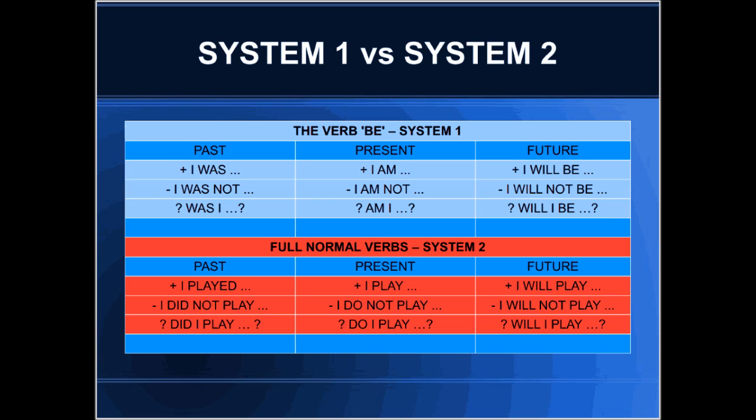They'll need to be able to select the correct system. And this is where I ask unsure students to make a conscious choice between System 1 and System 2 in their mind. It's quite an important question. Are you using a form of the verb be, or is it a full normal verb?